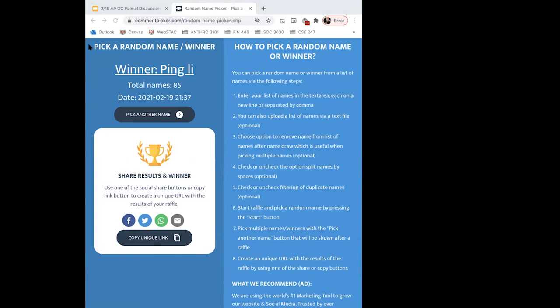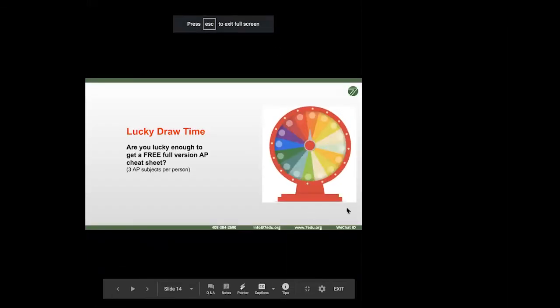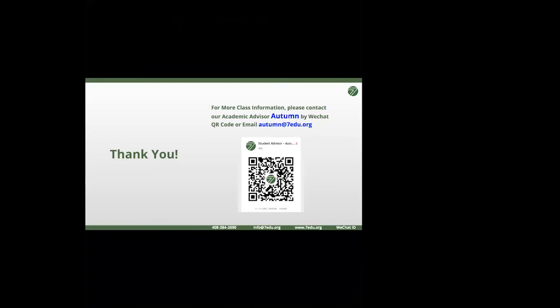Before everyone leaves, we have some really important information to share about our classes in general. If you have any questions about signing up for 70U's AP classes, please contact our academic advisors today for more information. I put Autumn's email in the chat box already, but you can also contact her on WeChat by scanning the QR code that should be on the screen right now.